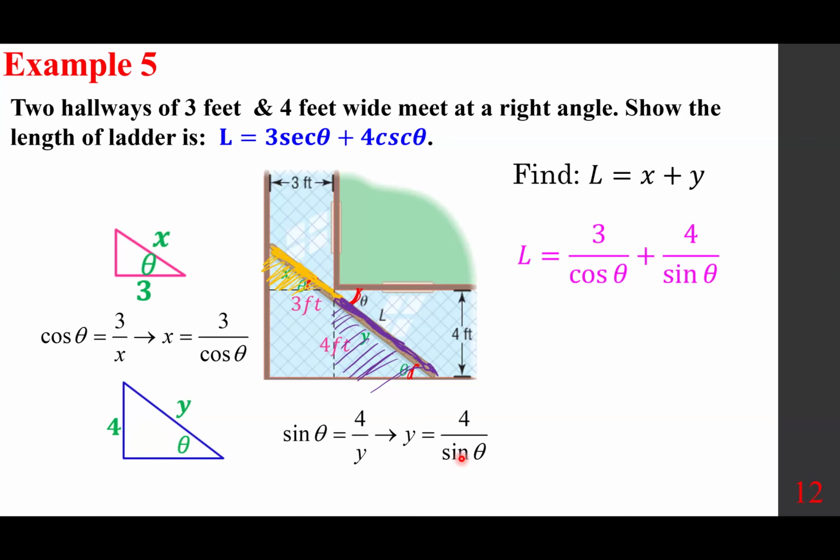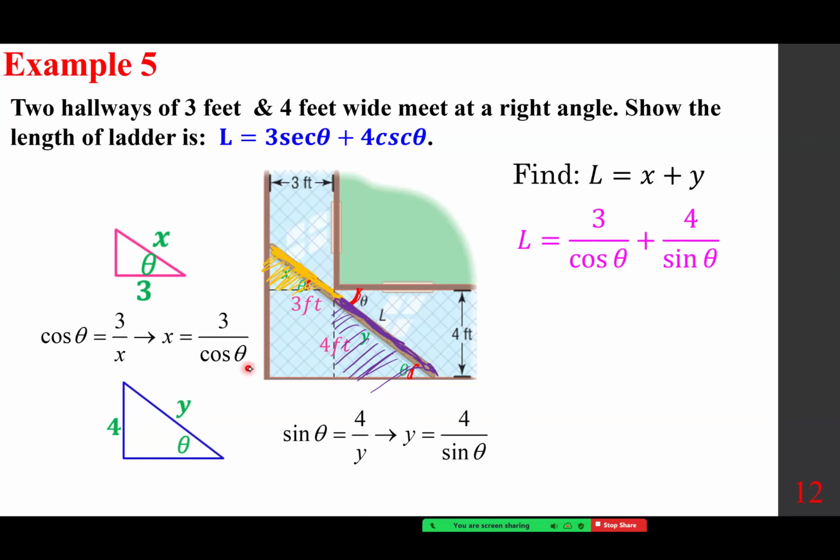So L is 3 over cosine theta plus 4 over sine theta. And this means 3 secant theta. This means 4 cosecant theta. That's the proof. So it's pretty straightforward.